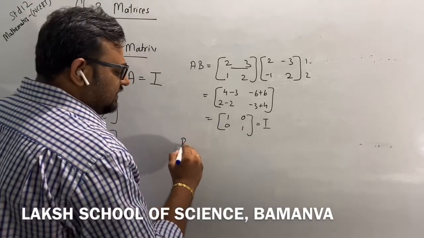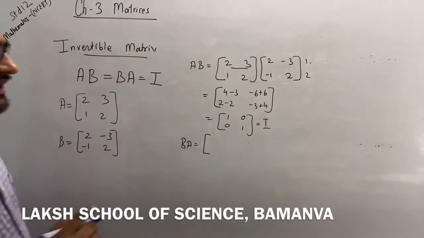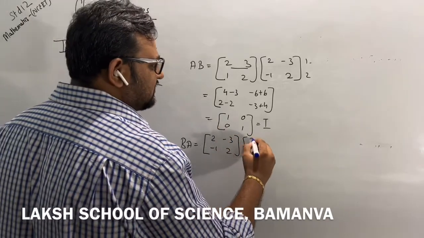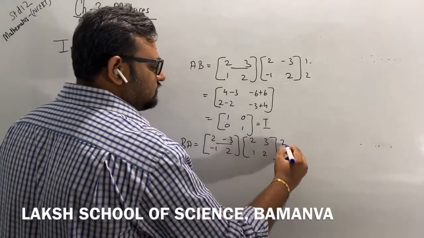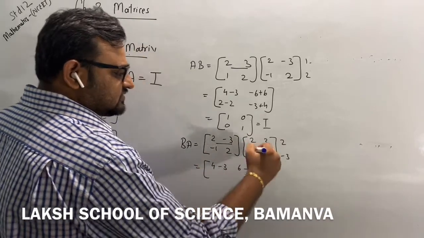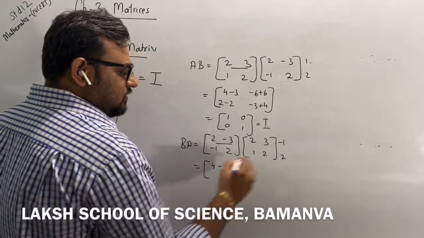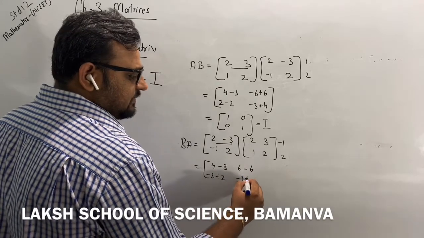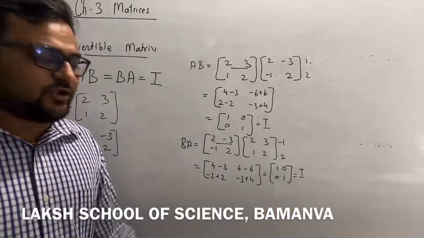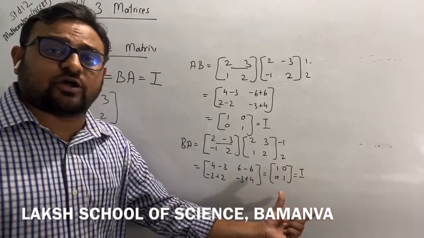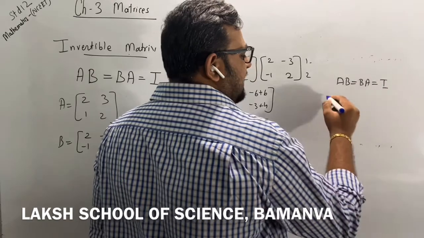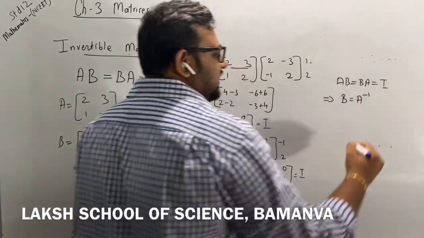Okay, now let's find BA. What is B? 2, minus 3, minus 1, 2. Remember, it must be a square matrix, then only its inverse is possible. Let's take the first row. So this will be equal to 4 minus 3, then minus 6 plus 6. Let's take the second row, minus 1, 2. Minus 2 plus 2, minus 3 plus 4. So this is also equal to 1, 0, 0, 1, and this is equal to I2. That means the identity matrix of order 2 cross 2. So now here AB is equal to BA is equal to I. That means B is equal to A inverse.